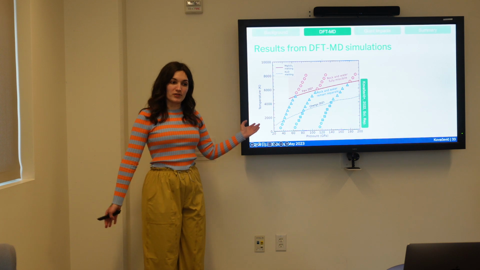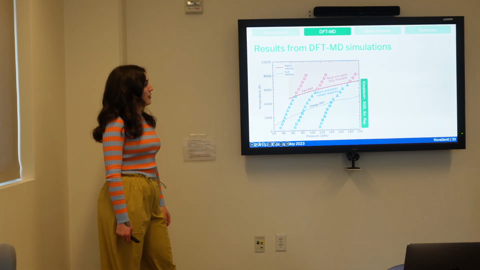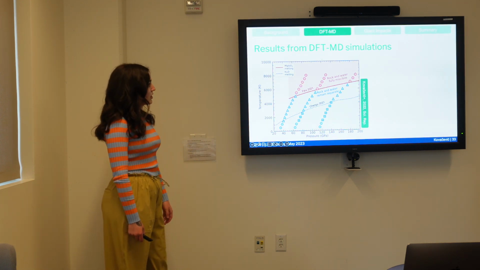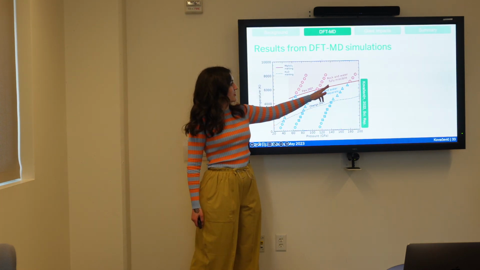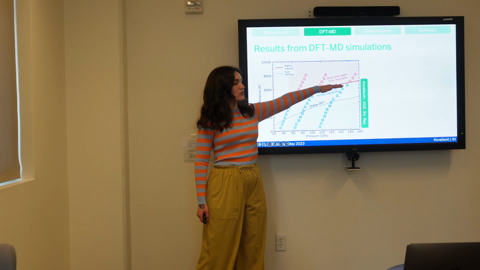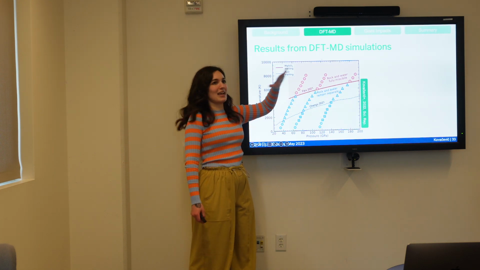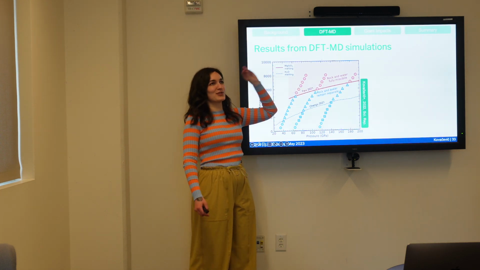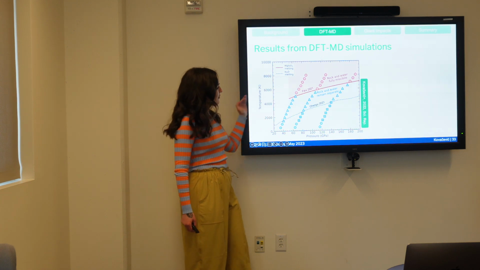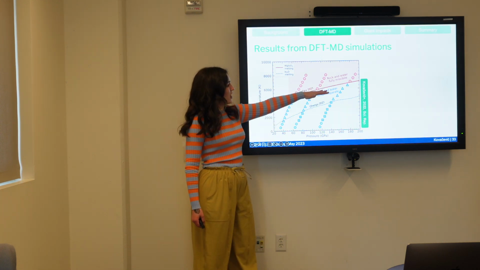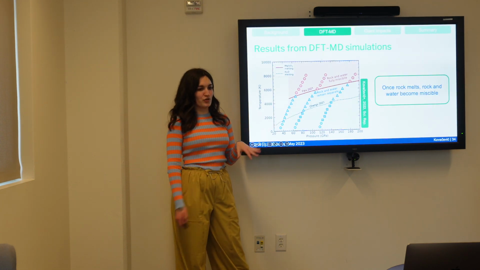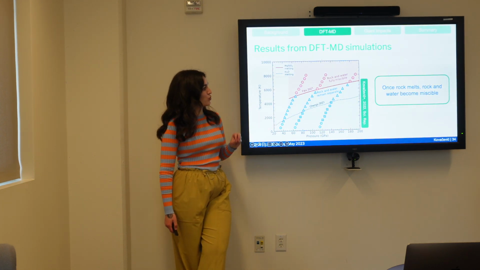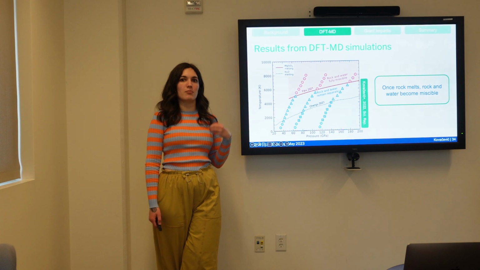So these are ultimately the results from our DFT MD simulations. Here I've plotted the melting curves for H2O and for MgSiO3, and this is an experimental curve for MgSiO3. It came out while I was doing this research, so it was beautiful because when we laid that melting curve right on top where we saw miscibility, we can all see a trend here, and the trend is that once rock melts, rock and water become fully miscible.